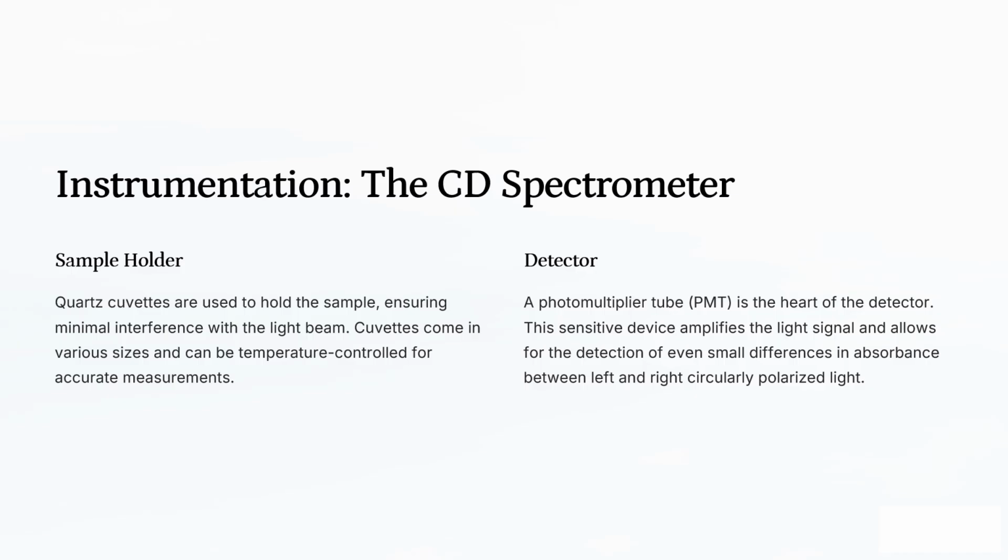As for detectors, the photomultiplier tube is the heart of the detector. It measures the intensity of absorbed light and converts it to electricity. Now, this sensitive device amplifies the light signal and allows for detection of even small differences in absorbance between left and right circularly polarized light.